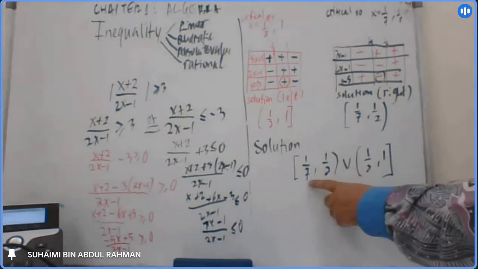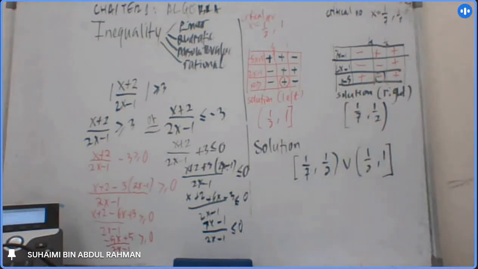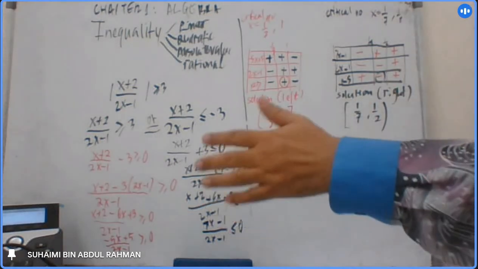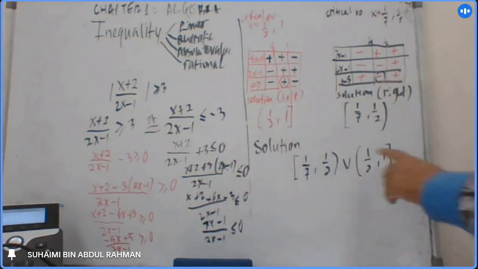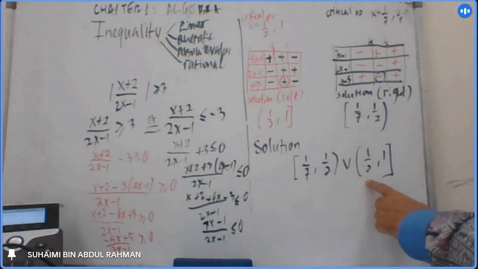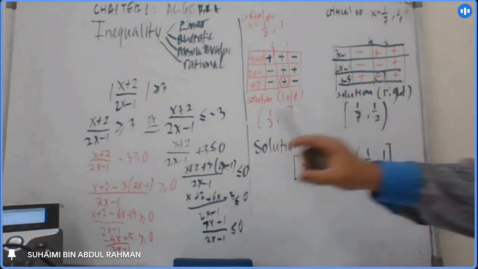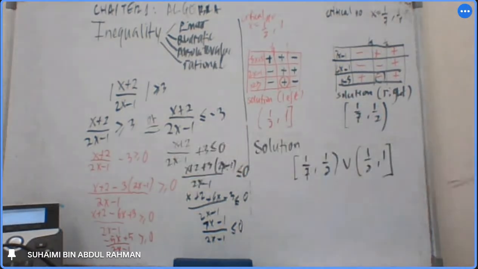We write 1/7 until 1/2 first. We always write smaller first, smaller and then greater. Smaller is 1/7 until 1/2, union with 1/2 until 1. I remember that because this is the case of OR.